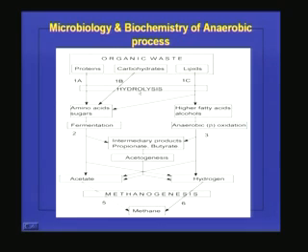That means the first one is hydrolysis, second is fermentation, third is anaerobic oxidation, fourth is acetogenesis, and fifth is methanogenesis. This methanogenesis itself can be divided into 2 different categories: one is methanogenesis from acetate and another is methanogenesis from hydrogen. So we will see this one in detail.